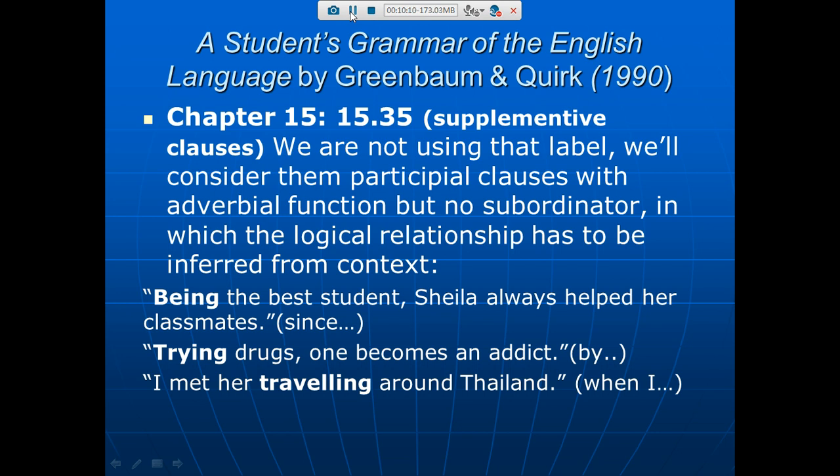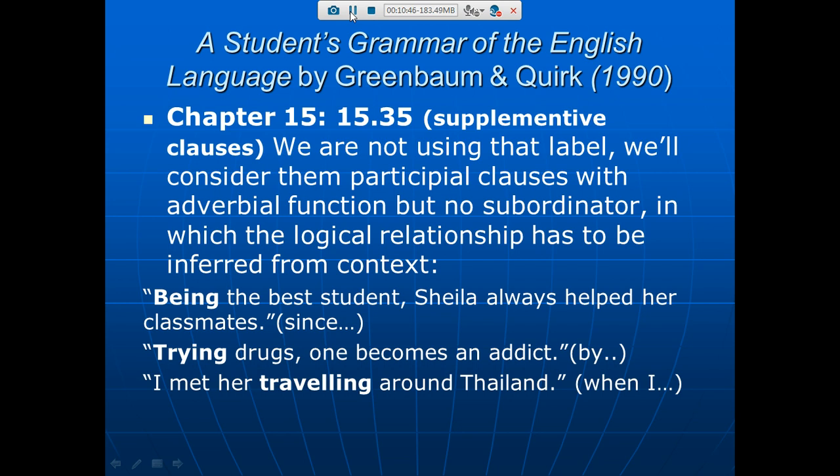Finally, in section 15.35, the authors speak about supplementive clauses. However, we are not going to be using this label. We'll consider them simply as participial clauses with adverbial function again and with no subordinator again, but in which the logical relation has to be inferred from context. That is to say, something similar to what I have done before. Because there is no subordinator, like since, when, because, we have to infer it.